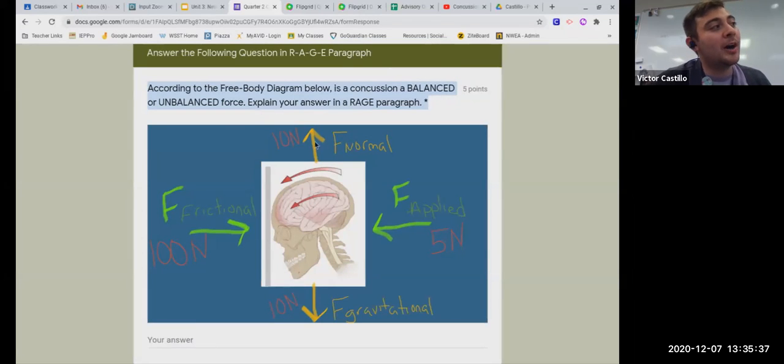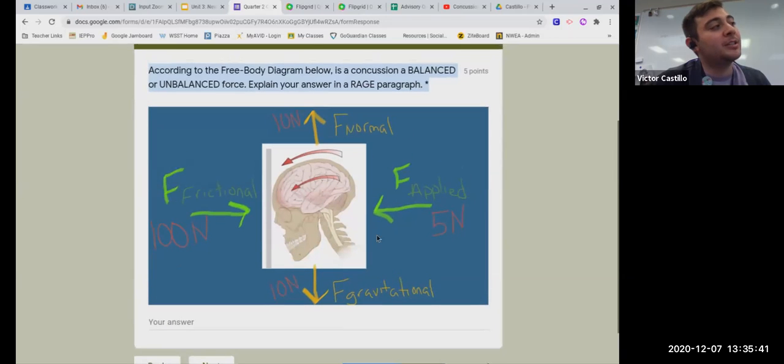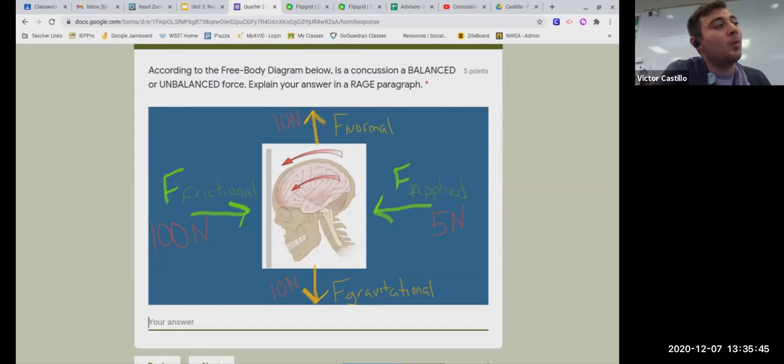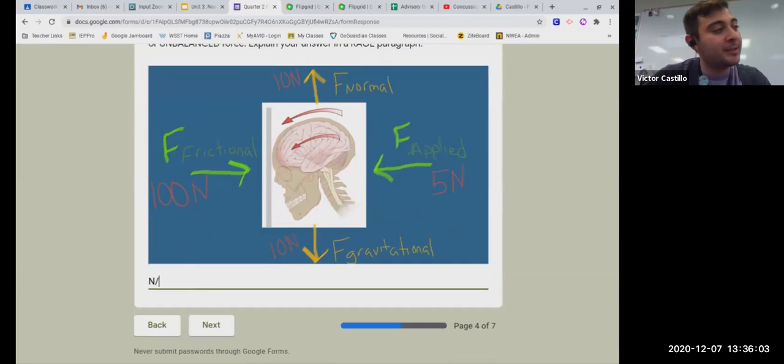You already know how to read a free body diagram. So based on this information, I want you to answer in RACE paragraph form. Is a concussion a balanced or unbalanced force? Use this image to support your answer. Make sure it's in RACE paragraph form. Type in your answer, and then click next.